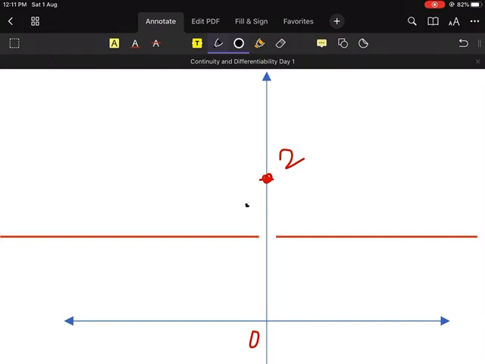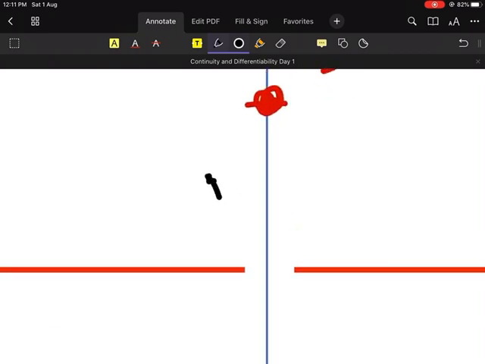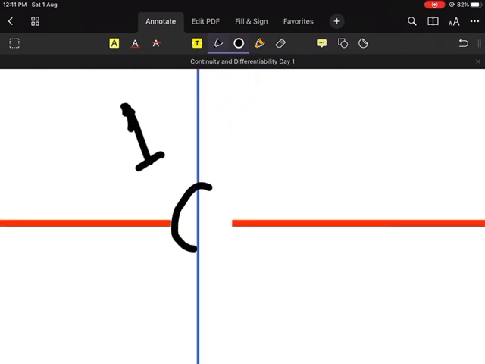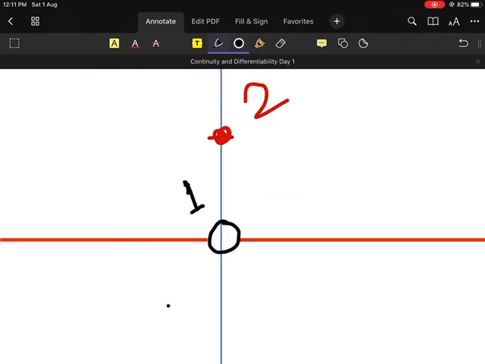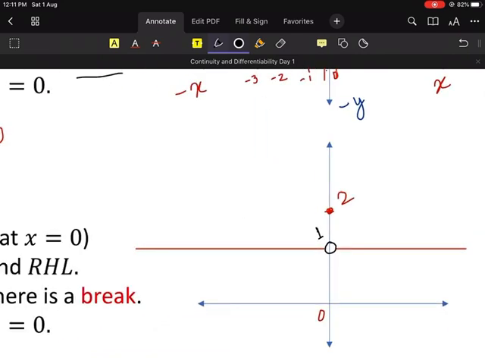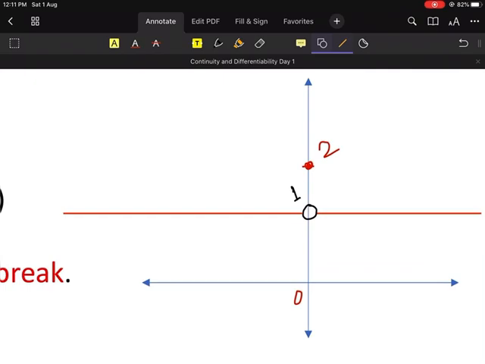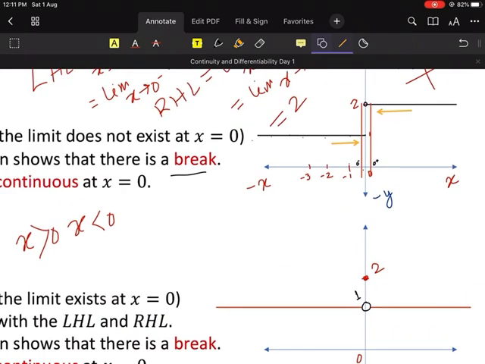Now, can anybody tell me, at the point 0, what is the value of f(x)? We have already seen it's 2, right? So what about this one? This one will be a hollow circle. Everyone clear why it's a hollow circle? Please guys tell me. Yes or no?